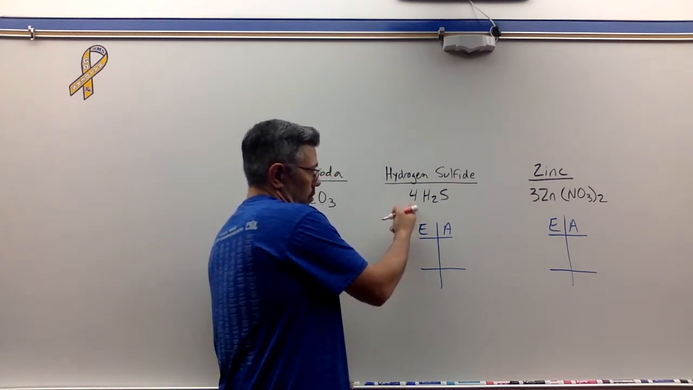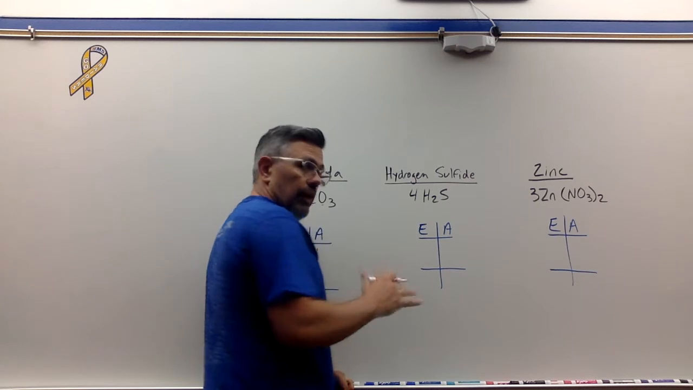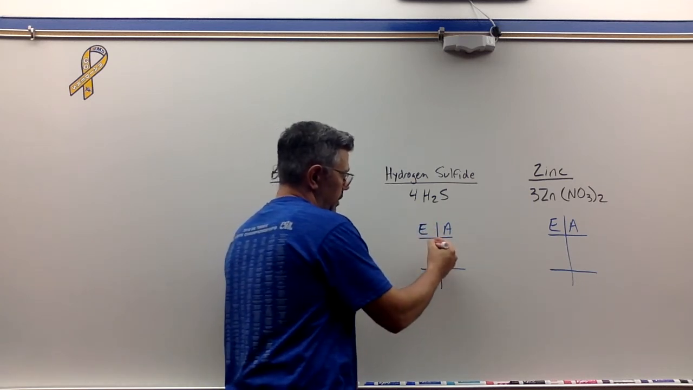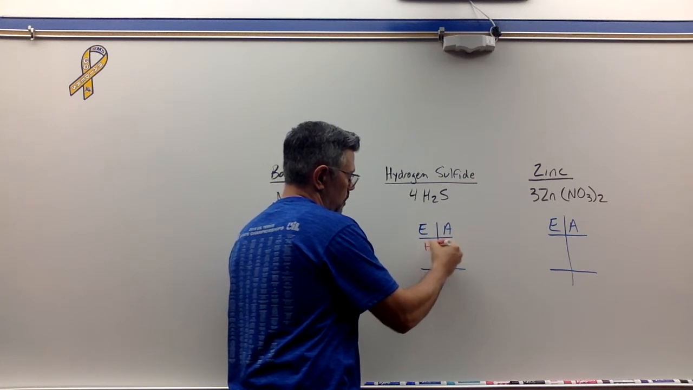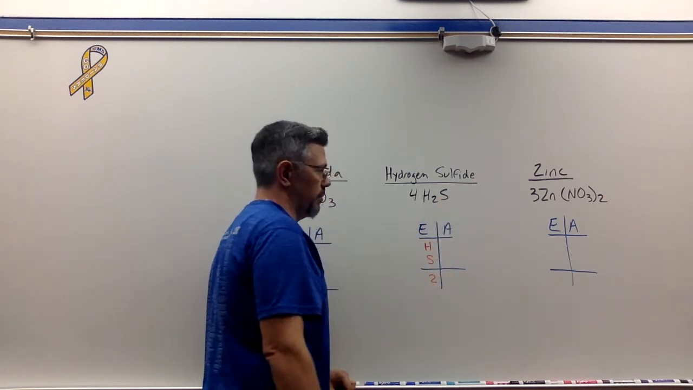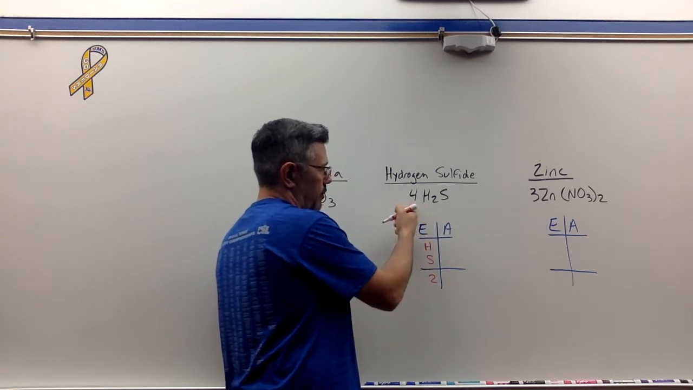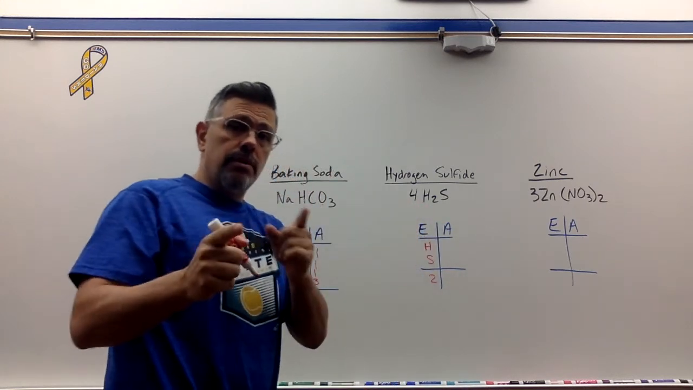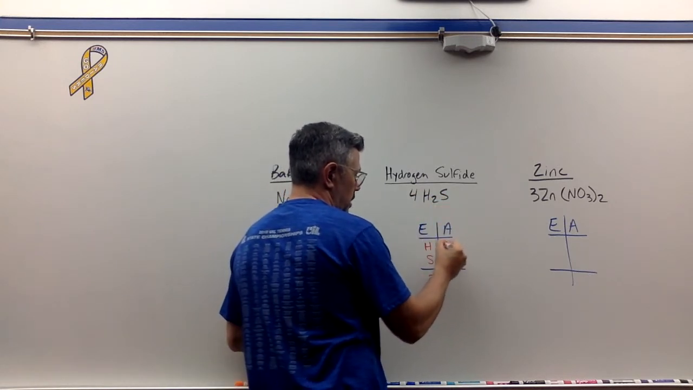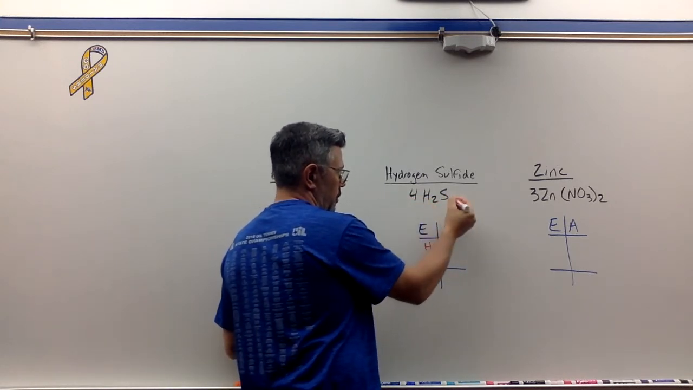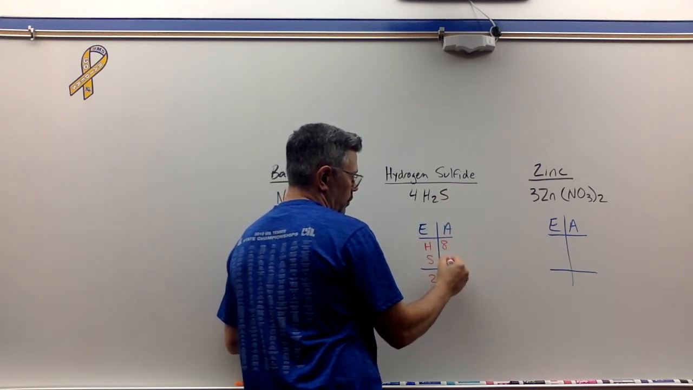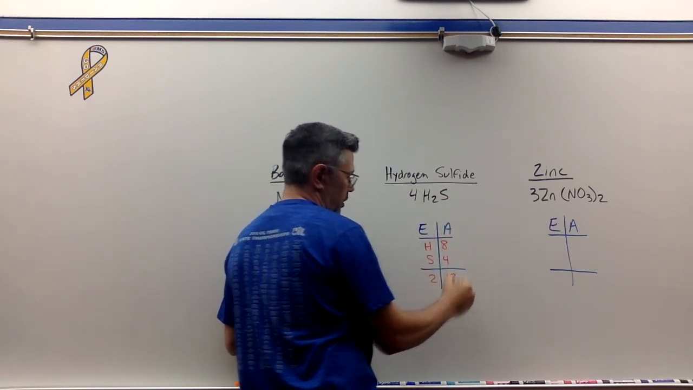Right here we have 4 as our coefficient, so that changes some things. We get to do a little math here, which is going to be fun. So we have H and we have S for a total of 2 elements. Now we have to hippity-hoppity distribute that property. So we got 4 times 2, which is 8 hydrogen, and 4 times 1 is going to be 4 sulfur, for a total of 12 atoms here.